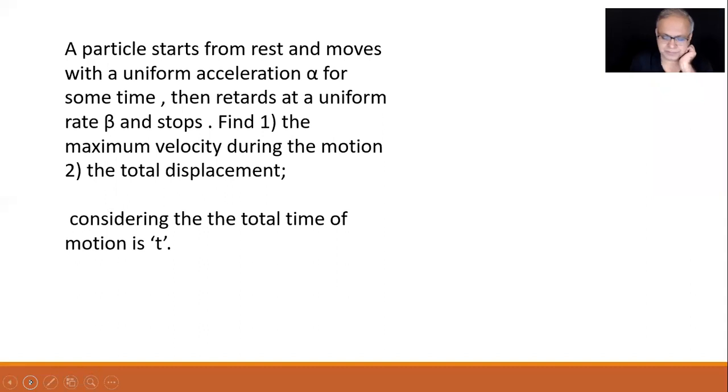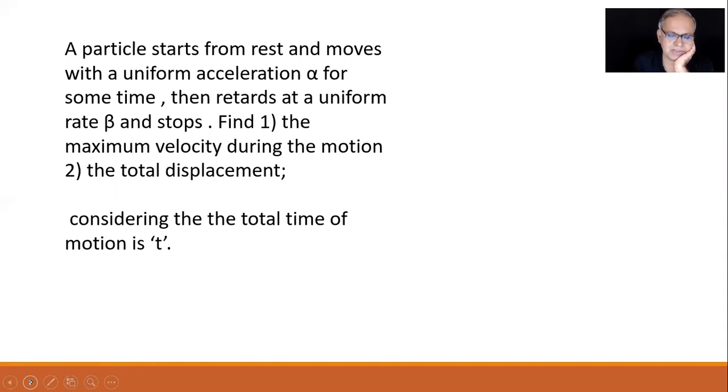Bhuvana, read this. A particle starts from rest and moves with a uniform acceleration alpha for some time, then retards at a uniform rate beta and stops. Find the maximum velocity during the motion and the total displacement, considering the total time of motion is t.